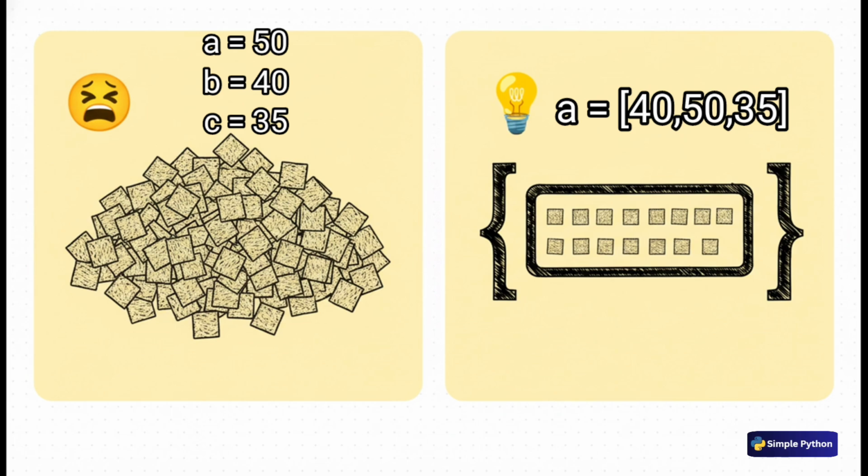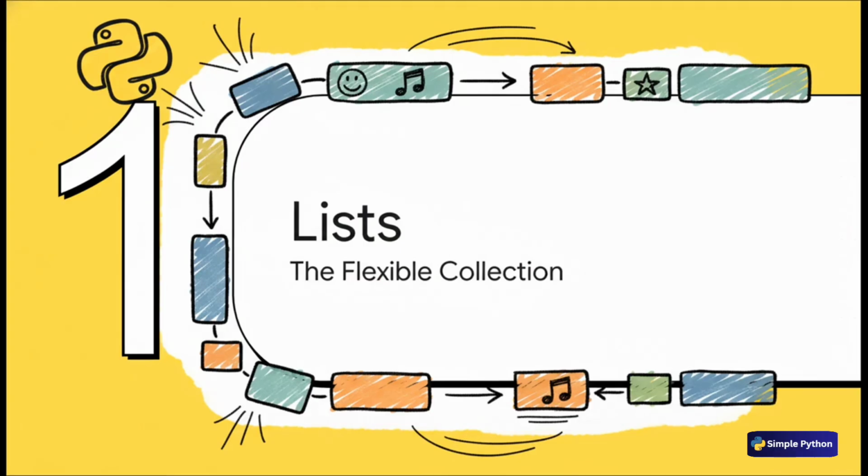But then, look at the right. That's the Python way. So much better, right? Just one single variable that holds all the scores together in a nice, neat collection. It's just cleaner, way more efficient, and so much easier to work with. Yeah, so clearly we need a better tool for this job.